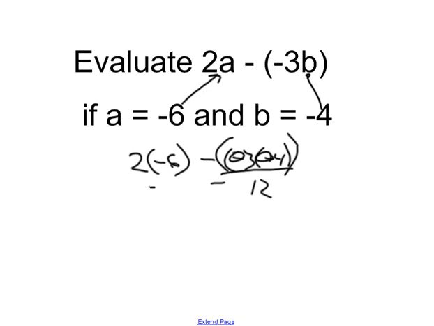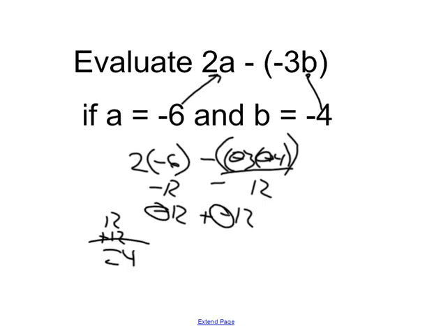2 times a negative 6 is a minus 12, so I've got a minus 12 minus 12. It's minus 12 plus a negative 12. So I go 12 plus 12, because they have the same sign, is 24, and the sign is negative. So it's a negative 24.